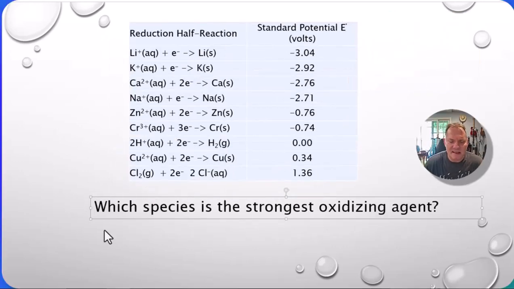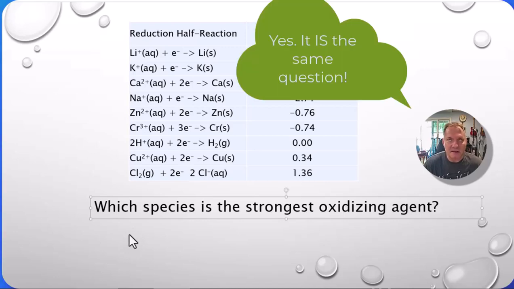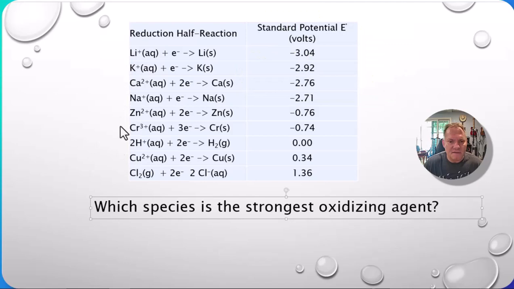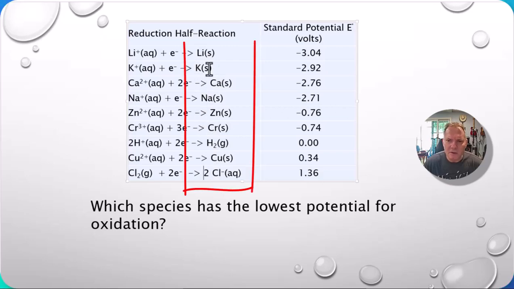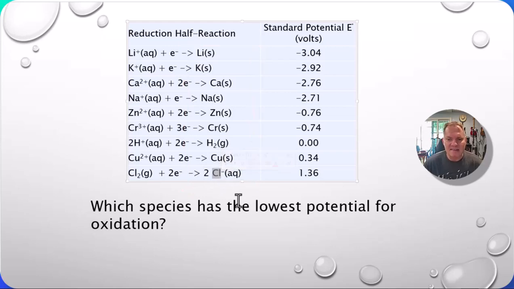All right, which species here is the strongest oxidizing agent? Oxidizing agents are undergoing reduction, so our choices are on the left side, and the strongest would be chlorine, right? Because it has the highest voltage for reduction. All right, which species has the lowest potential for oxidation? Oxidation would be reading right to left. So this is my choice. The lowest potential would actually be chloride, from Cl2, right? As its potential for oxidation is negative 1.36, which makes it the lowest in the group.